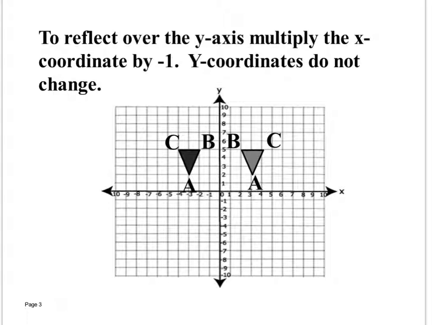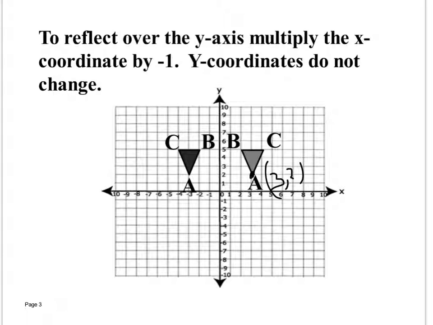Alright, write this down. To reflect over the y-axis, we multiply the x-coordinate by -1. Our y-coordinates do not change. By multiplying our x-coordinate by -1, we flip over the y-axis. So let's look at A. What is the x-coordinate of A? It is at 3. Remember our y-coordinate doesn't change, so it's going to stay at 2 on the y.